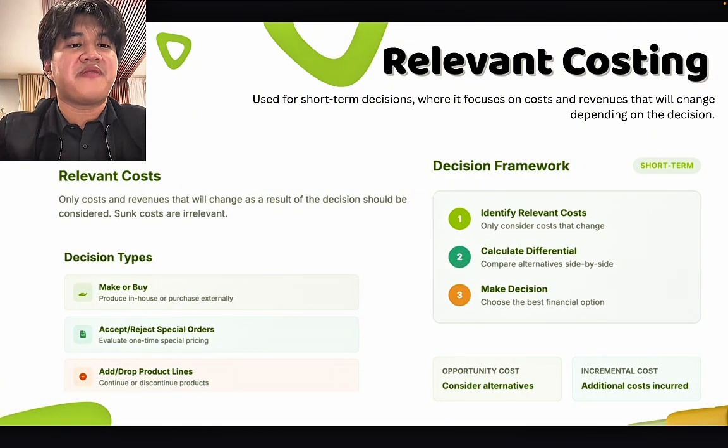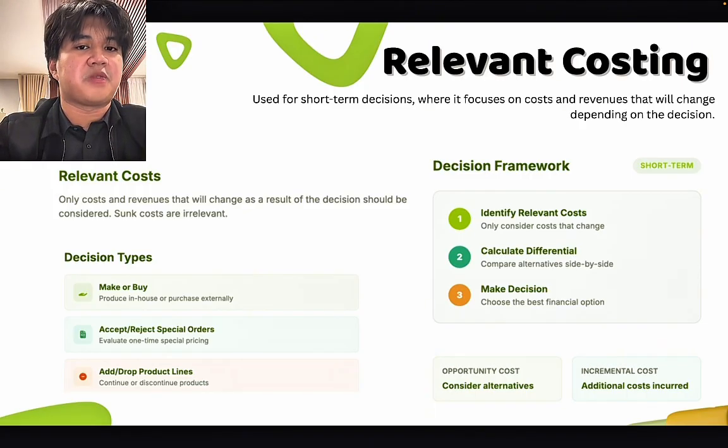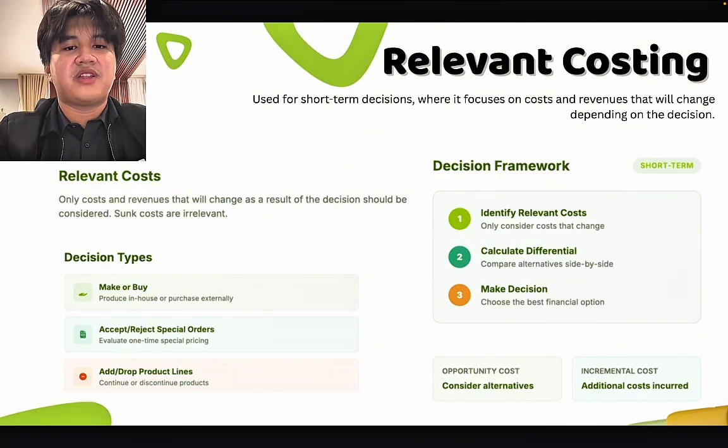So basically, I'm giving an example of 80 pesos per unit and 70 pesos per unit, and the cheaper one is the supplier price. Managers may choose to buy it instead. So relevant costing is useful in make-or-buy decisions, accepting special orders, and deciding whether to discontinue product lines. This will help managers avoid considering irrelevant or sunk costs when making decisions.